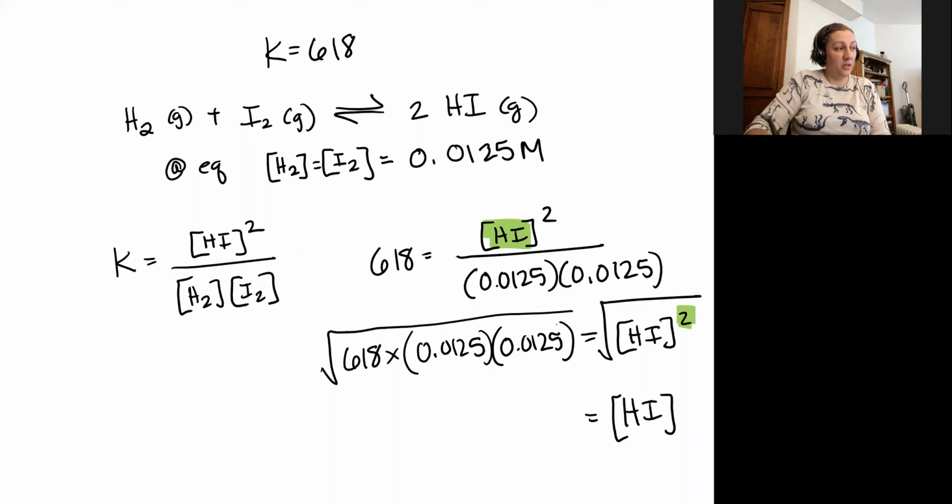I get a value of 0.31 molar. So this is still much larger than our 0.0125 molar for our reactants. So it makes sense because that K value is larger than 1. I should have a higher concentration of products than my reactants. But we're doing this on a much smaller scale at a much lower concentration. And so my concentration for my hydrogen iodide is a lot less than we calculated in the previous problem.